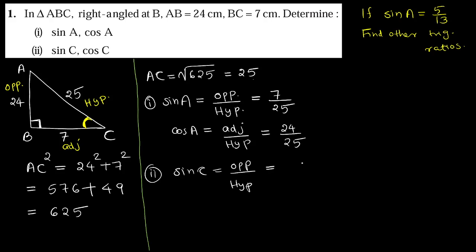Opposite, I have, look at the diagram, okay? Hypotenuse 25. Cos C, we have a formula: adjacent by hypotenuse. Look at the diagram. Adjacent is 7, correct? Hypotenuse 25, completed.